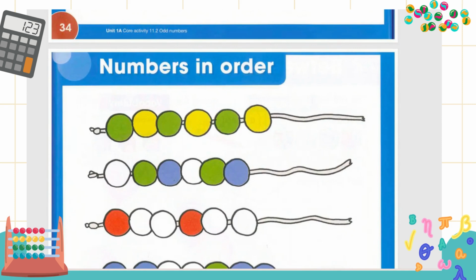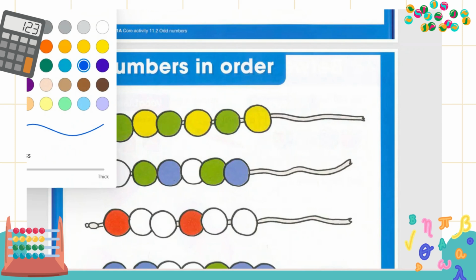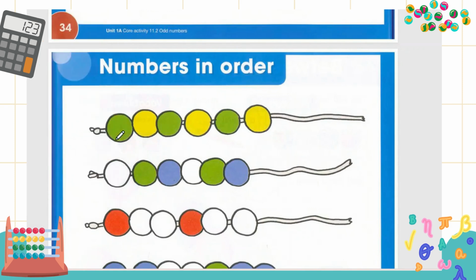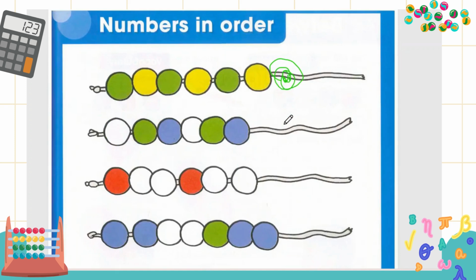Let's start with this exercise, and I will draw with this one. In the first string you can see the first color is green, then the third color is green, then the fifth color is green. So what will be the color after yellow? Correct, it will be green. It's not very neat because I'm using the laptop, but you have to make it nicely.